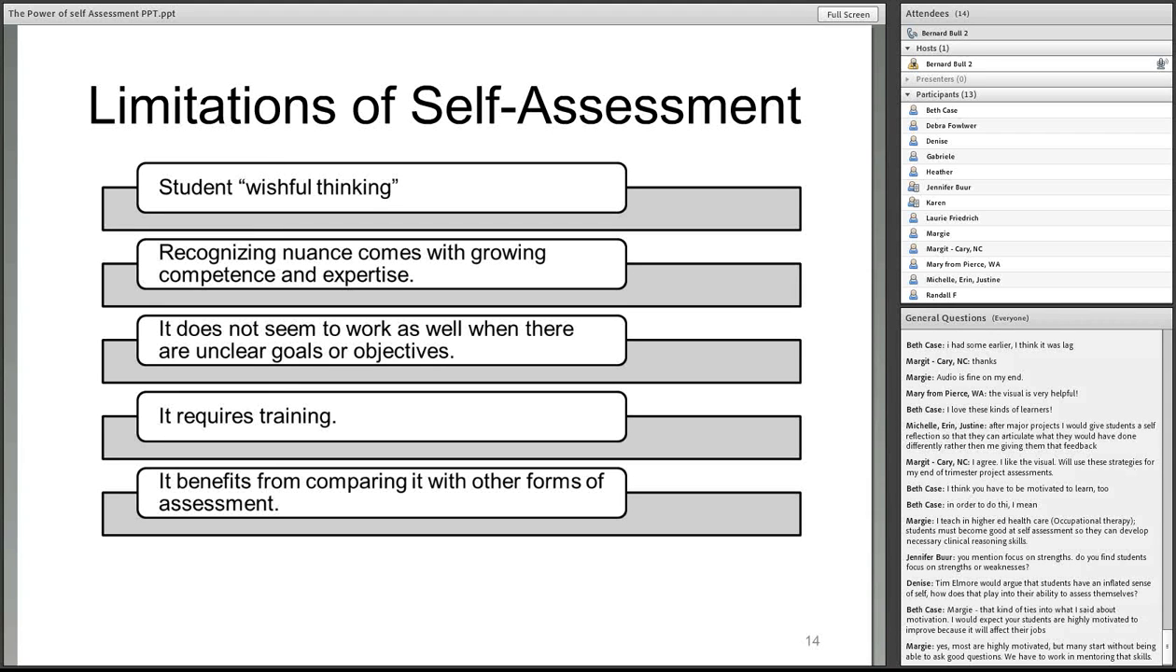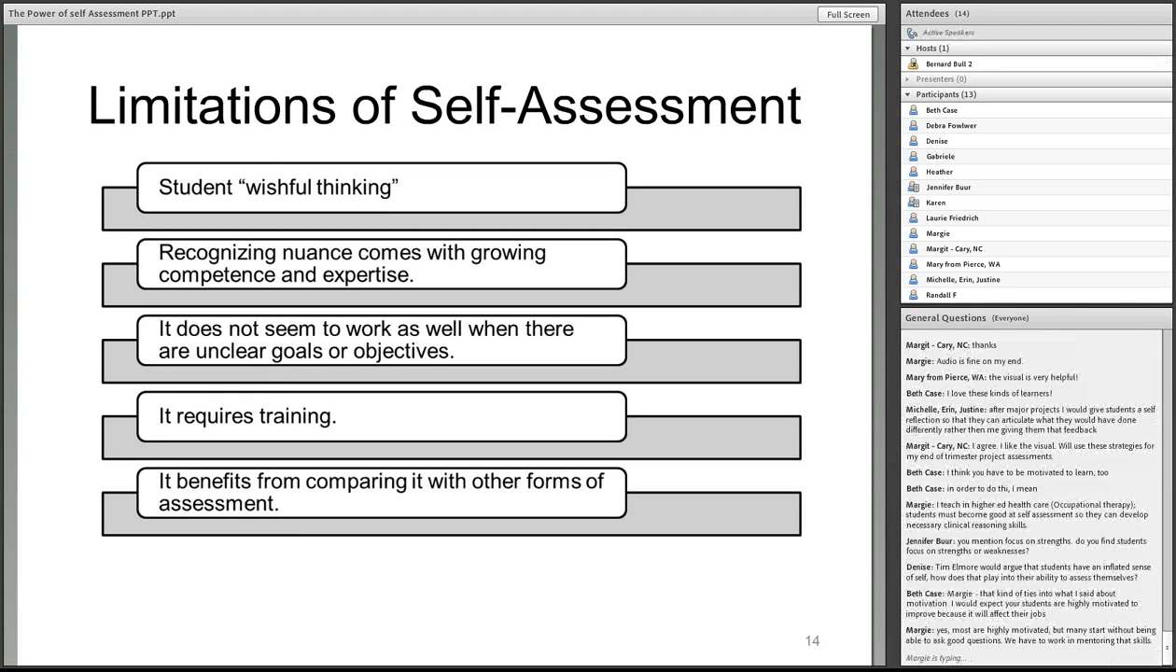A second is that students may not recognize the nuance in their learning that comes with growing competence and expertise.